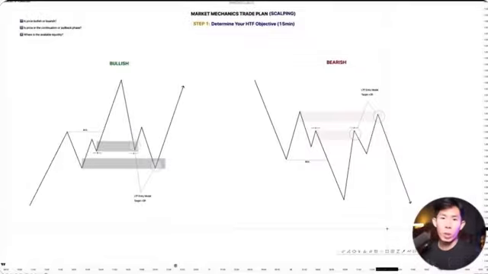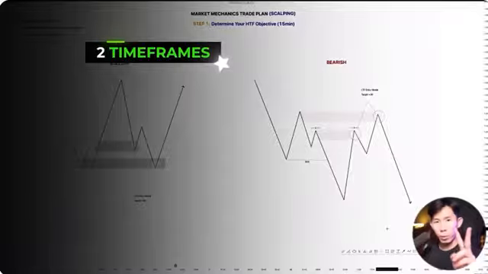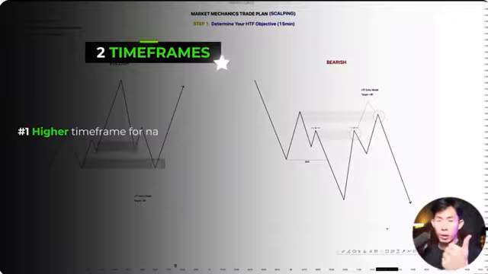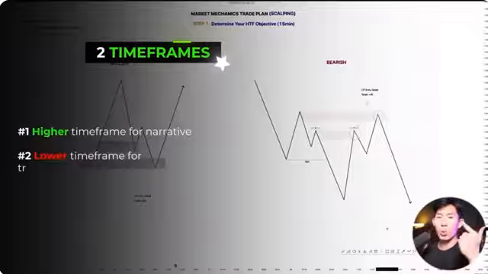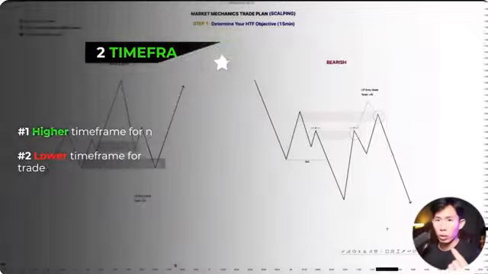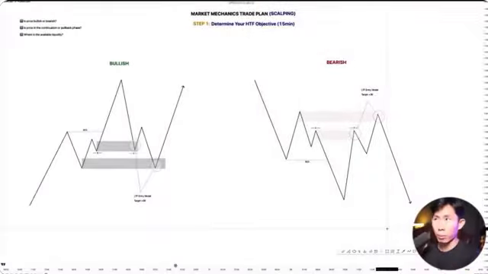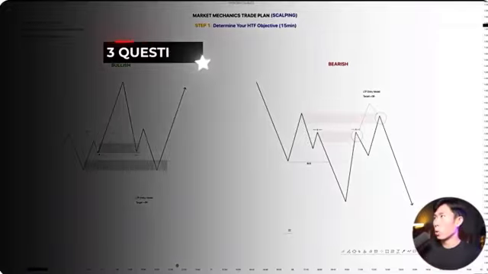In this scalping strategy, we are only going to be using two time frames. The higher time frame to build our narrative, and the lower time frame to execute our trade when we see our entry model. Firstly, let's talk about the higher time frame.